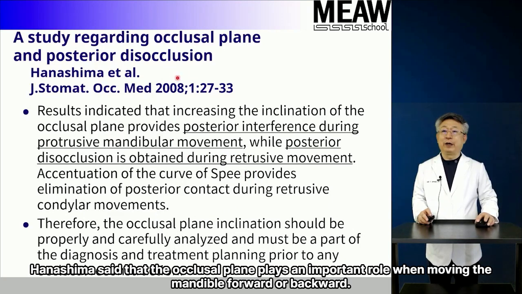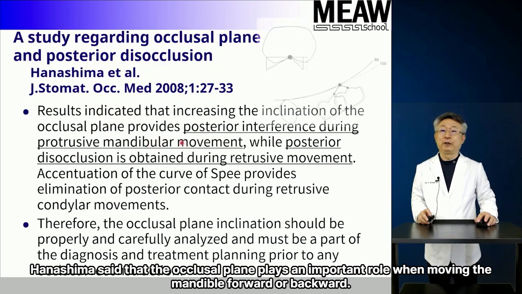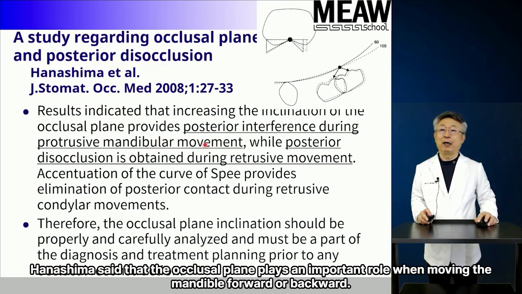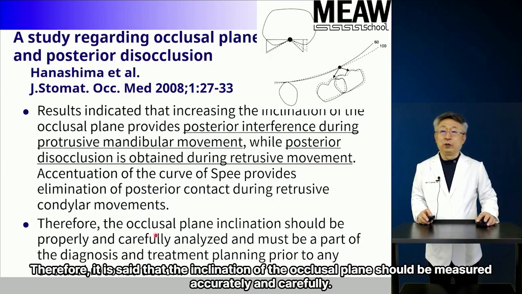Hanashima said that the occlusal plane plays an important role when moving the mandible forward or backward. Therefore, it is said that the inclination of the occlusal plane should be measured accurately and carefully.